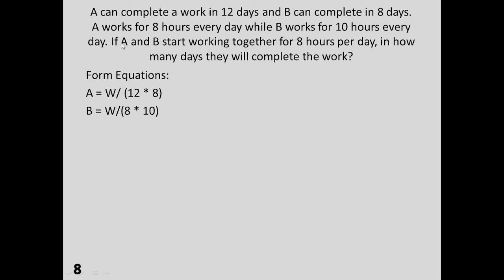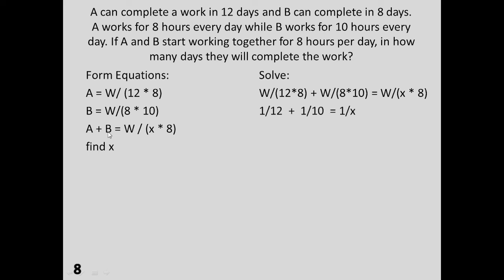Now if they start working together, we can write A plus B is equal to W divided by 8 hours per day into number of days, which we have to find. So that will be x. We need to find x. Now solving is simple. We just have to substitute the value of A here and the value of B here and then solve using fractions. Answer is 60 by 11 days, working 8 hours a day.